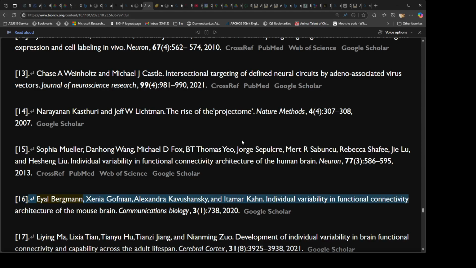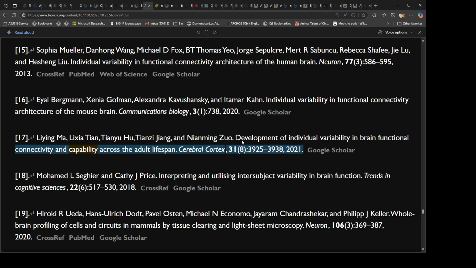16. Eyal Bergman, Xenia Goffman, Alexander Kavashansky, and Itamar Khan. Individual variability in functional connectivity architecture of the mouse brain. Communications Biology, 3-1738, 2020. Google Scholar. 17. Liang Ma, Lixia Tian, Tianyu Hu, Tianzi Jiang, and Nanming Zhua. Development of individual variability in brain functional connectivity and capability across the adult lifespan. Cerebral Cortex, 31, 83925, 3938, 2021.